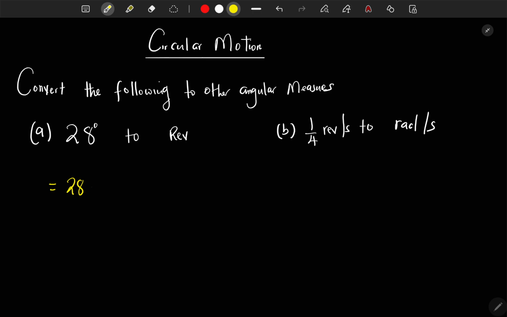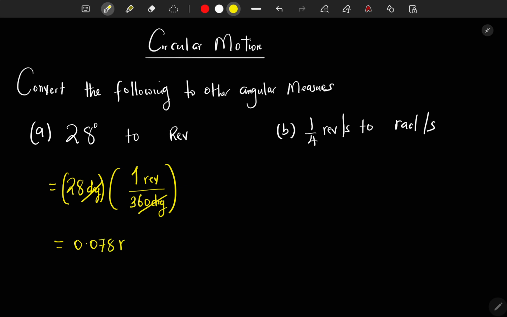So we're going to say 28 degrees, right? We are converting to, remember, revolutions. So 1 revolution is equivalent to what? To 360 degrees. So this degree and that degree are gone, and let's divide 28 by 360, right? So I'm getting 0.078 revolutions. That's all.